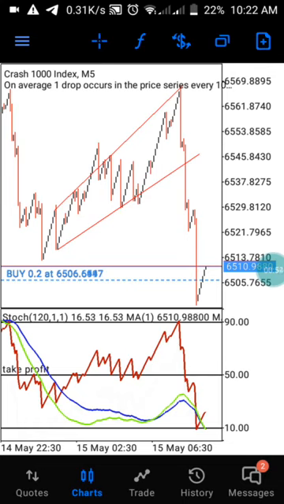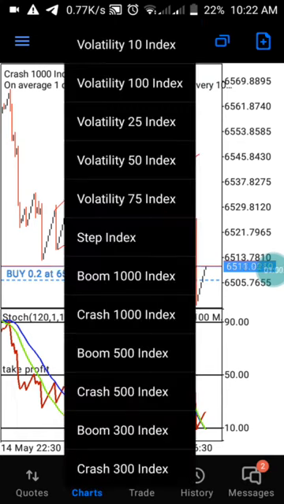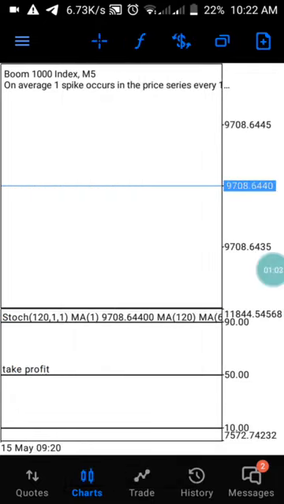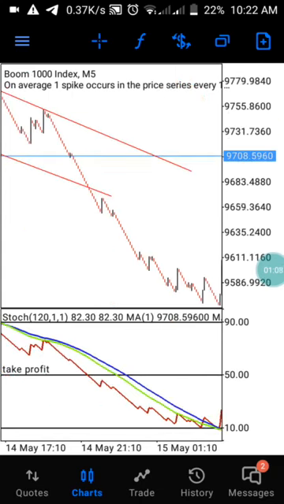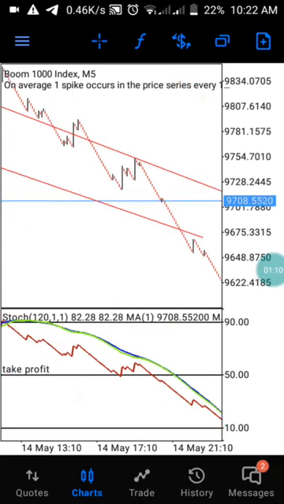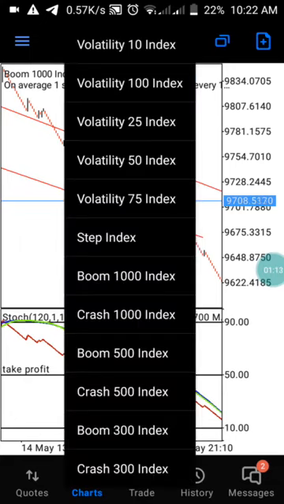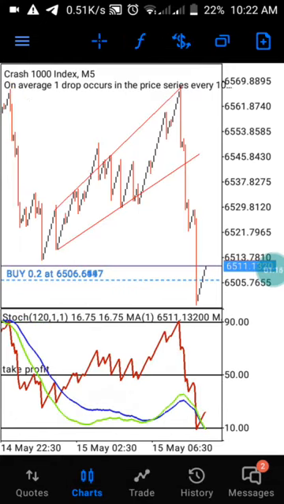As you can see now, this is Crash 1000 on the 5-minute time frame, and you can also use this strategy on Boom 1000 on the 5-minute time frame. So it works on Boom 1000 and on Crash 1000 on 5-minute time frames. So guys, let me explain how this strategy works before I show you the settings of this strategy in this video.